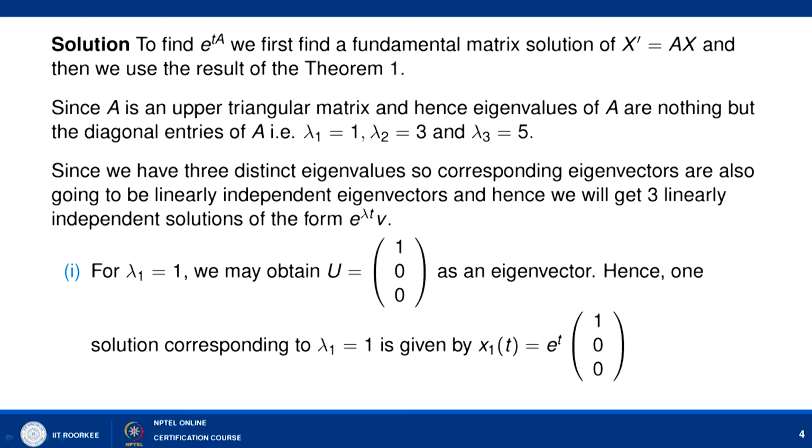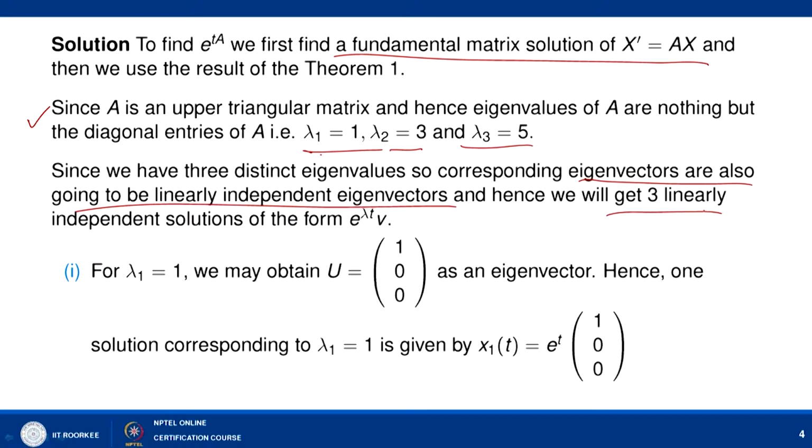So, to find e to power t a, we first find out a fundamental matrix solution of x dash equal to a x, and then we can use the result of the previous theorem. And as we have pointed out that a is an upper triangular matrix, and hence eigenvalues of a are nothing but the diagonal entries, that is lambda 1 equal to 1, lambda 2 equal to 3 and lambda 3 equal to 5, that we have just pointed out. Now, since we have 3 distinct eigenvalues, corresponding eigenvectors are also going to be linearly independent, and hence we have 3 linearly independent solutions of the form e to power lambda t into v.